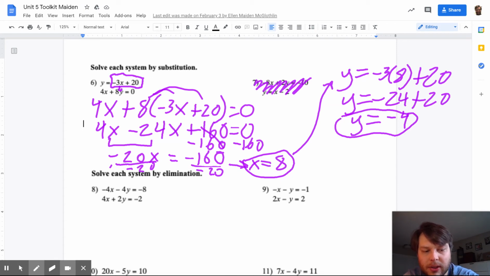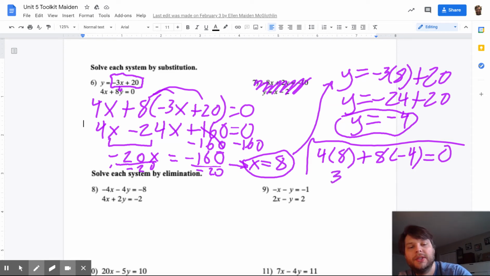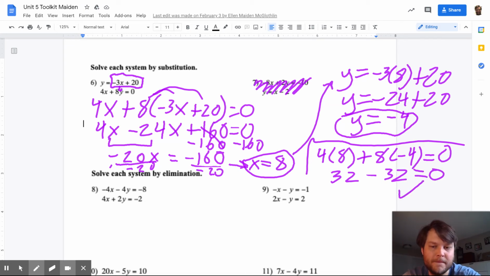You should double check your solution using the other equation. The other equation says 4 times x plus 8 times y equals 0. You can readily see it's the same problem, 4 times 8 and 8 times 4. This one's positive 32, this one's negative 32, and so that does indeed equal 0. So that's it for problem 6.